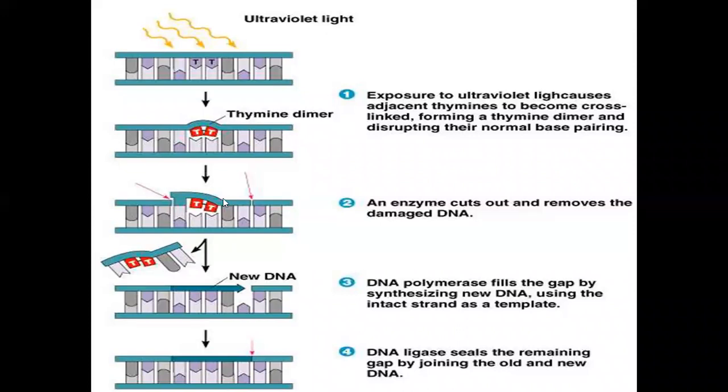So this is explaining the formation of dimers. It's possible for enzymes to cut out and remove this damaged DNA. When that is removed, the polymerase is then able to fill in the gap by synthesizing new DNA using an intact strand as a template. Then, just as in the process of replication, the DNA ligase will seal the remaining gap by joining the old and the new DNA strands.